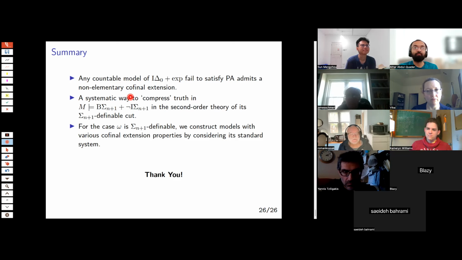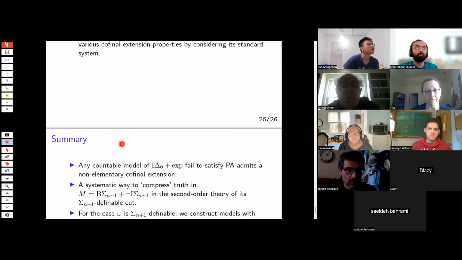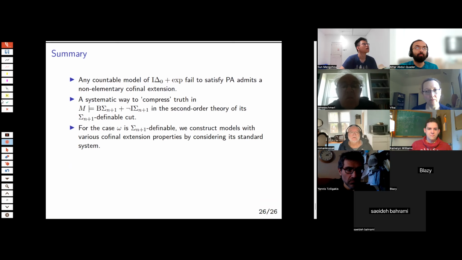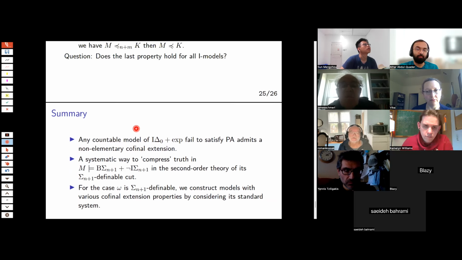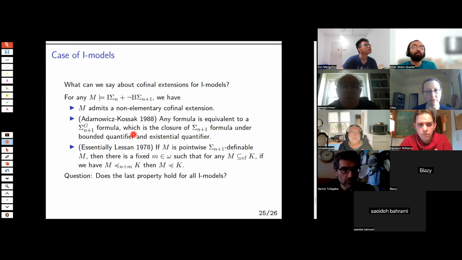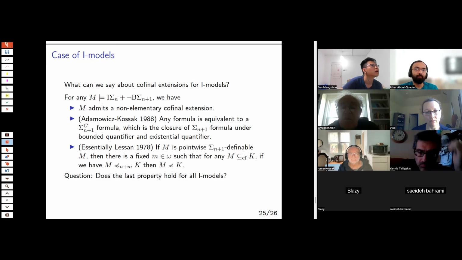Just a small question about this last one from Lessan's thesis. Is there anything you can say about that M? I don't remember. So the previous slide, Lessan's theorem. Actually the procedure is like this. If M is pointwise Σ_{n+1} definable, then actually inside M, omega is definable. So there's a fixed definition of the omega. Okay, thank you.